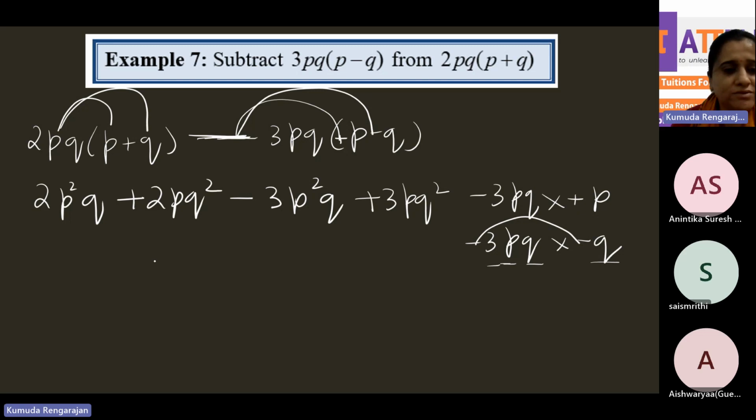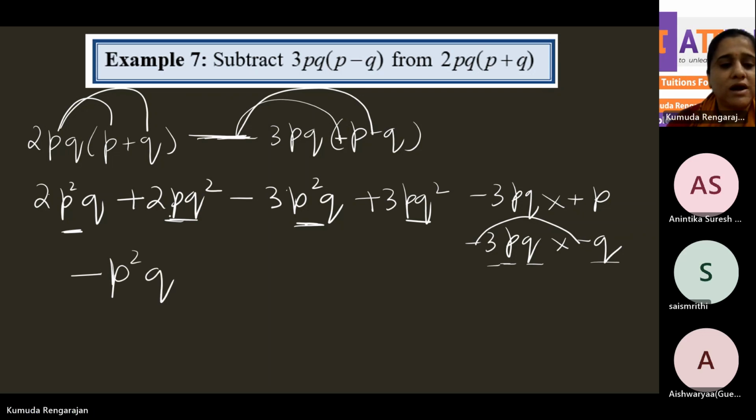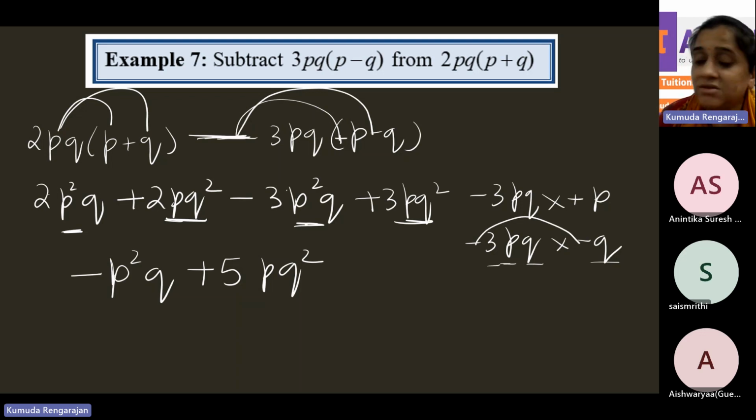Now we do have like terms: p square q, p square q, p q square, p q square. So 3 minus 2 is minus 1, or simply minus p square q. And this one, plus 3 plus 2, plus 5 p q square. When you're adding or subtracting, please simplify only the numbers. Do not do anything to the letters. Write it as it is.